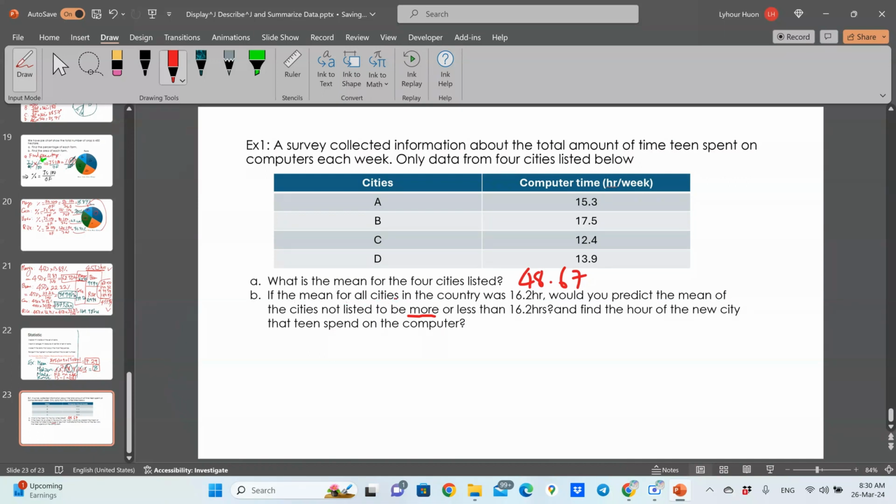If the mean for all cities in the country was 16.2, meaning all cities, we don't know how many, would you predict the mean of the city not listed? So there will be another city E that is not listed. But when we calculate the mean of these five cities, it will be 16.2. And then they ask to find the hours that the teens in the new city E spend on the computers.